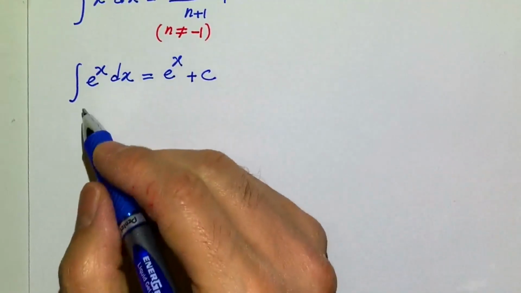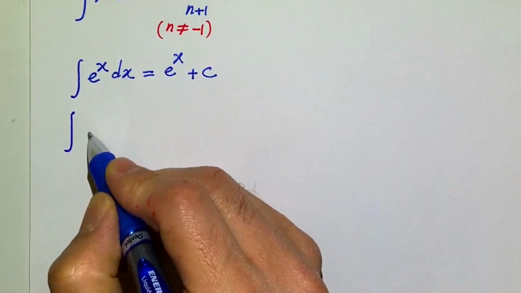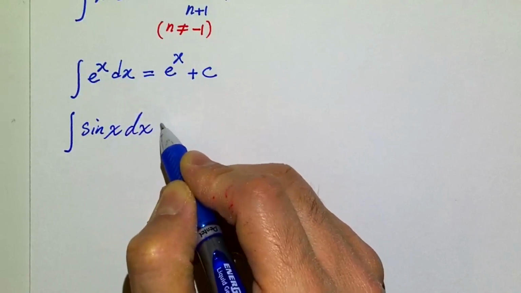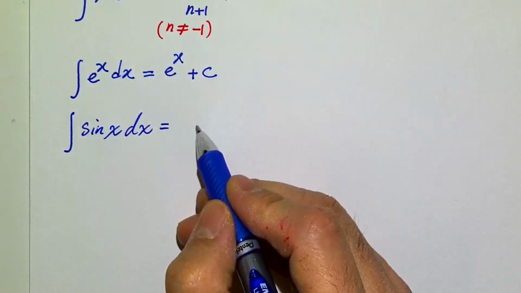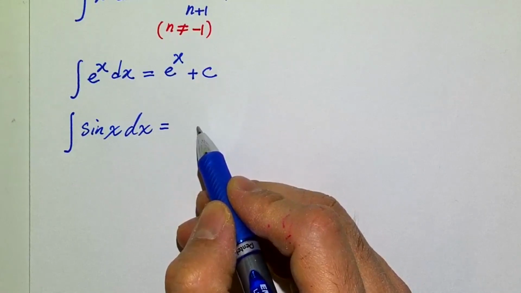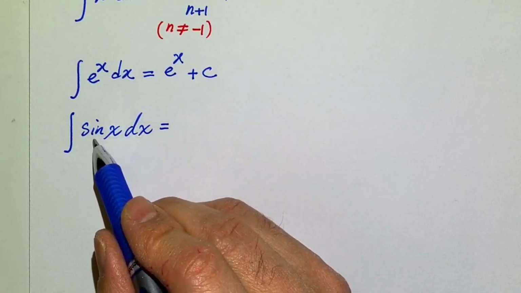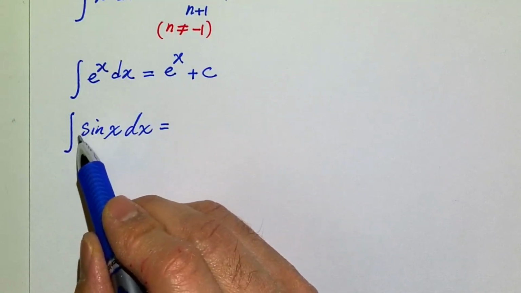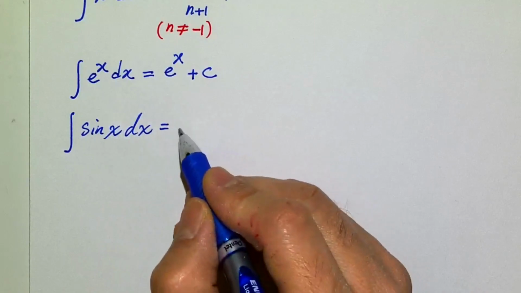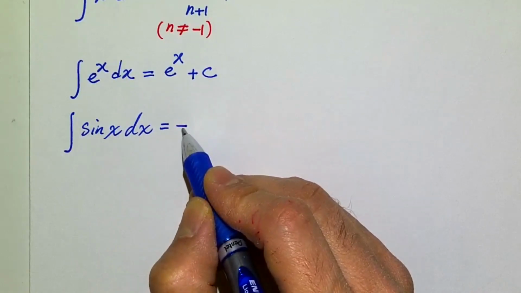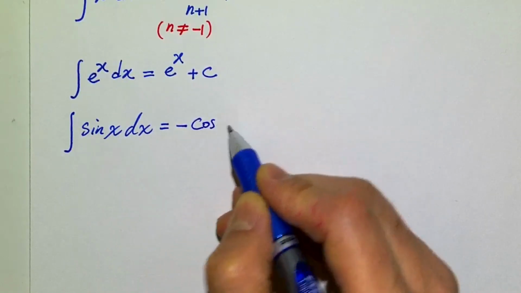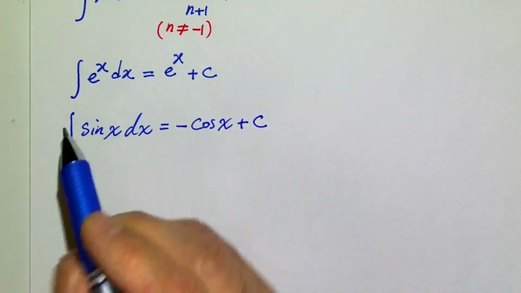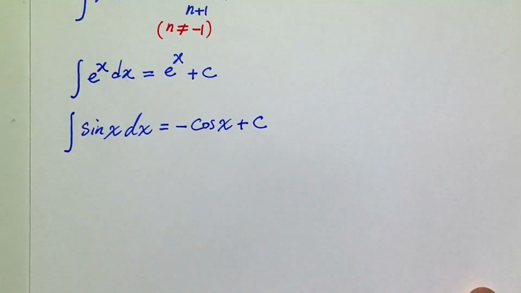Then the next formula, we have the integral of sine of x dx. Of course, we know that cosine of x has the derivative minus sine of x, but because this is positive sine of x, the antiderivative must have had a minus in front of it. So minus cosine of x plus c, again, because we're dealing with indefinite integrals here.